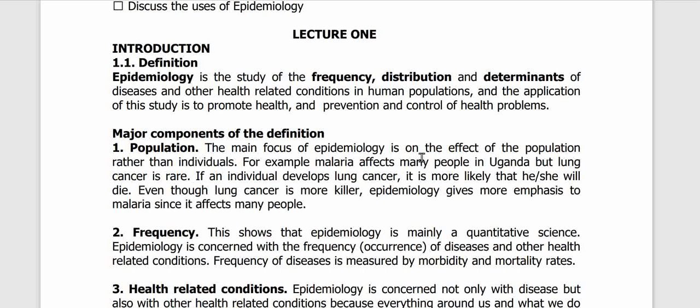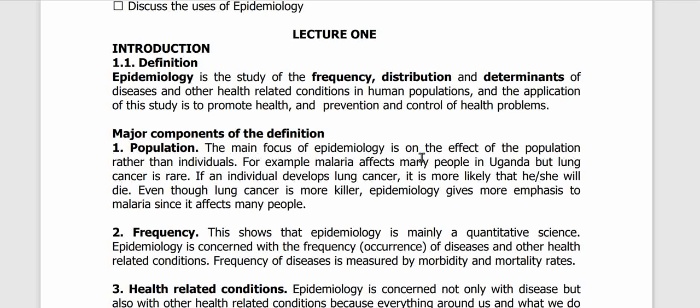So epidemiology is the study of the frequency, distributions, and determinants of diseases or health related conditions in human populations. And the application of this study is aimed at promoting health and the prevention and control of health related problems. So, to get the full understanding of the components of epidemiology, I explain here everything that is involved in epidemiology.